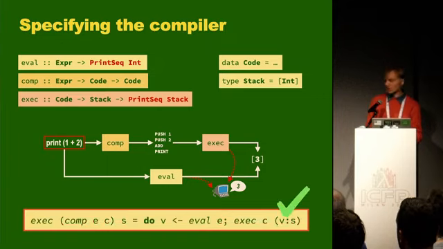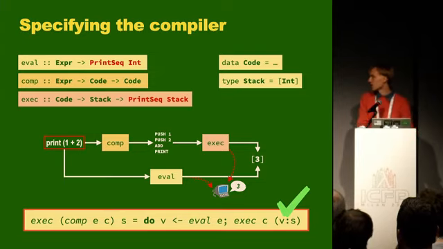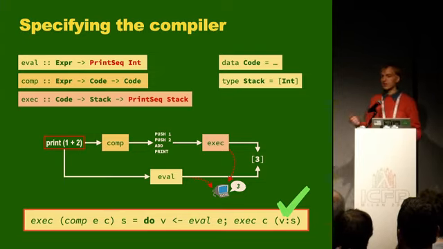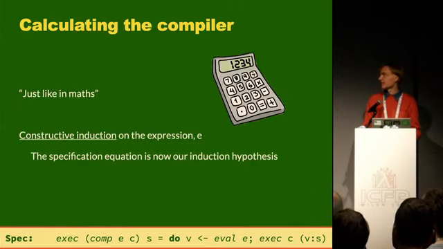We can also change the equation at the bottom to reflect this. So the right-hand side is now under a do block. We first get the result of evaluating something, and then we push that value onto the stack and execute the rest of the code. But the left-hand side remains the same. So that completes the setup, really. Now I'm going to move on to actually calculating this thing.